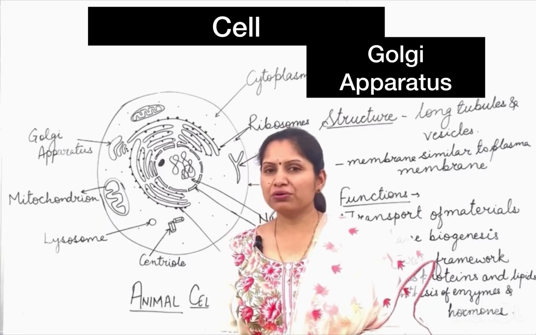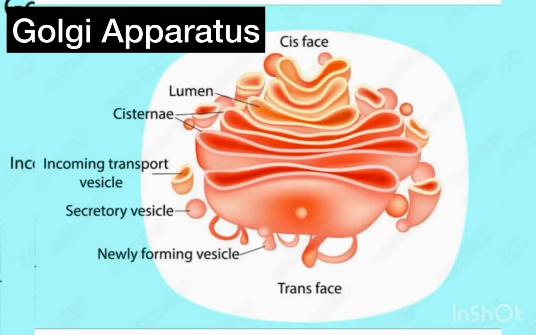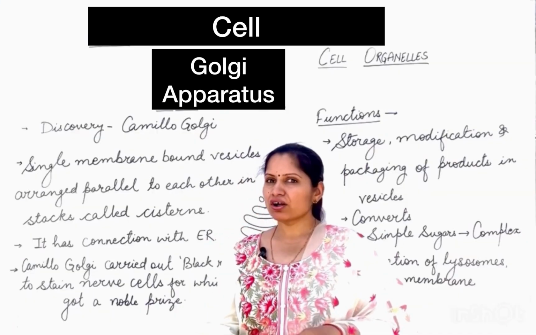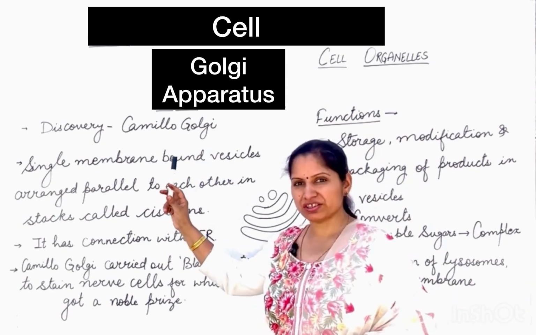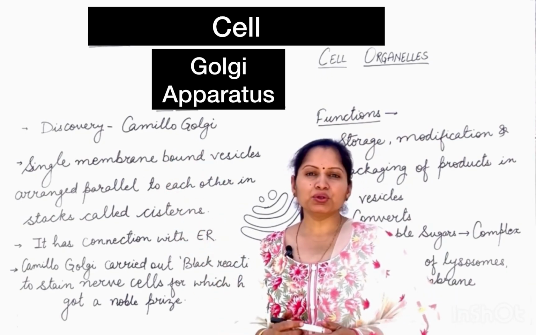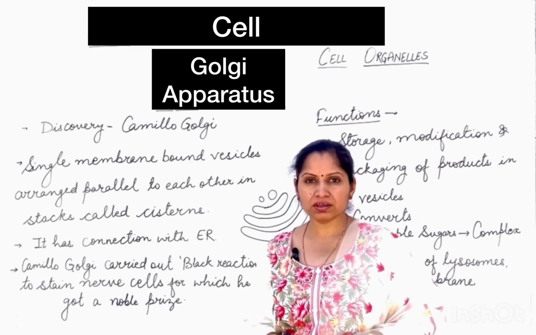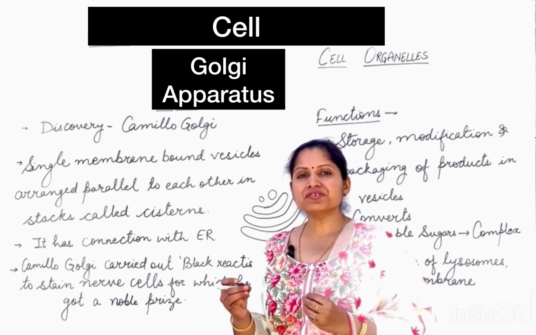Let's look at the functions and the structure of the Golgi apparatus. The Golgi apparatus was discovered by the scientist Camillo Golgi. He was a great scientist. He even got a Nobel Prize for the work that he did on the staining of nerve cells.